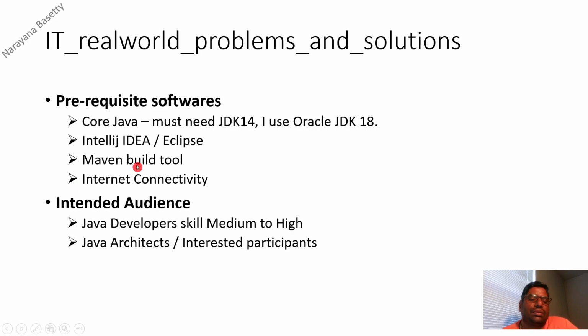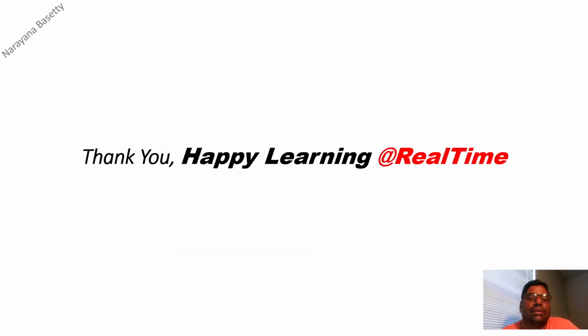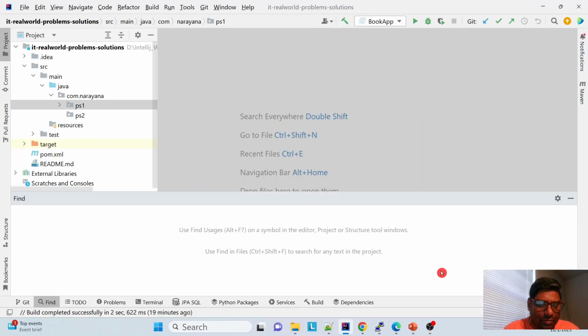Okay. So the prerequisites for core Java: you need JDK 14, and I'm using Java 18 here, IntelliJ or Eclipse, Maven build tool, internet connectivity, and advanced Java developers. These are the reference URLs to download the JDK. Now let's jump into the hands-on so that you can see how we can solve these problems in real time.